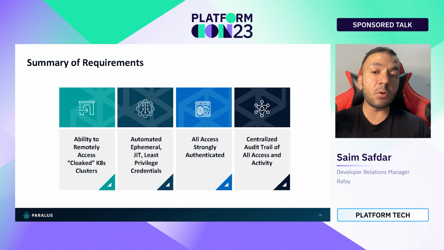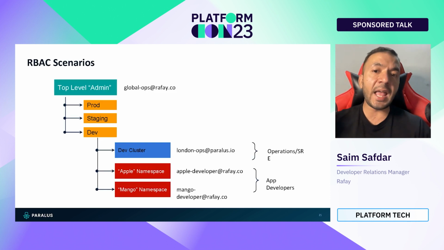You need the ability to remotely access cloud Kubernetes clusters. You need ephemeral, just-in-time, least-privilege credentials. You need all access strongly authenticated, whatever namespace they are accessing. You need to centralize the audit trail of all access within the cluster. So remember, we can have production and staging environments. For the dev cluster, you have different namespaces. The application team can see the app namespace, and the DevOps team might need to see the Mongo namespace as well.